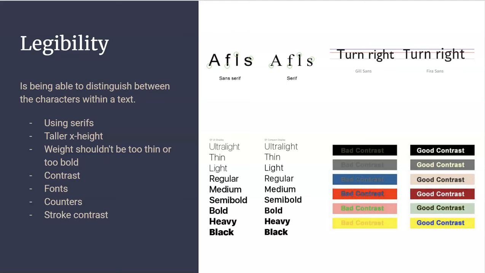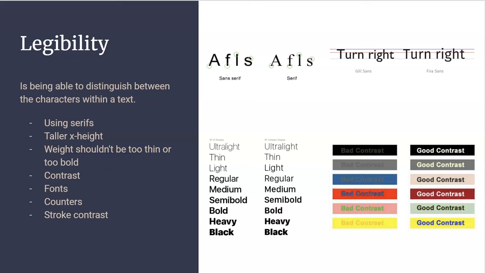Legibility is being able to distinguish between the characters within a text. This can be done by using serifs, like we have in this example here. This is one that's using serifs, this is using sans serifs. Using a taller X height, like in this example. So the one with the taller X height does show a little bit more legibility.